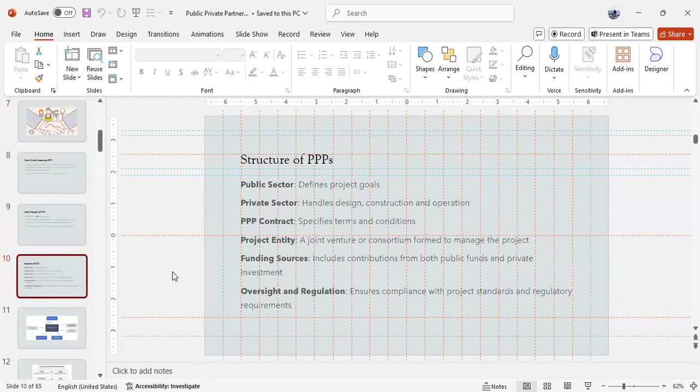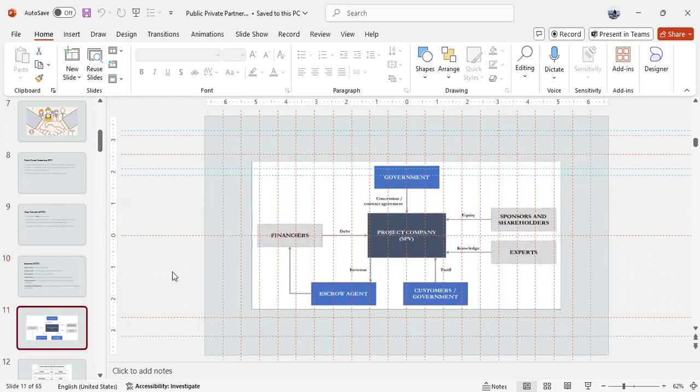Structure of public-private partnerships. Public sector defines project goals. Private sector handles design, construction, and operation. Public-private partnership contract specifies terms and conditions. Project entity, a joint venture or consortium formed to manage the project. Funding sources includes contributions from both public funds and private investments, and oversight and regulation ensures compliance with project standards and regulatory requirements. This is a diagram that represents public-private partnership.